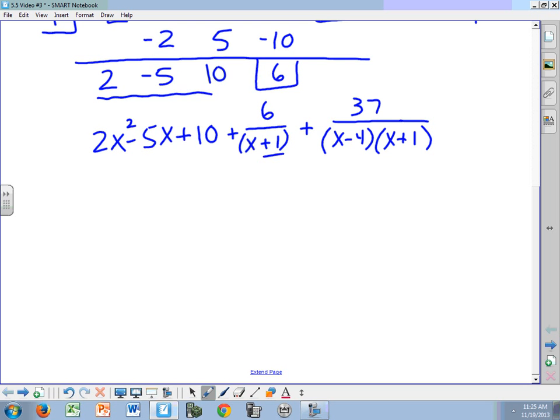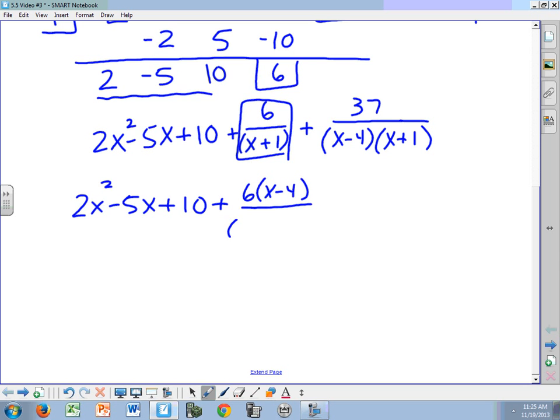And this guy is going to need an LCD, so it's going to need an x minus 4 in top and bottom. So let me rewrite this one more time. 2x squared minus 5x plus 10 plus, in this case it's 6, quantity x minus 4 over x plus 1 times x minus 4, plus 37. And that's over the same thing, x minus 4, x plus 1. All right, so here we're going to end up with 6x and then minus 24 plus 37.